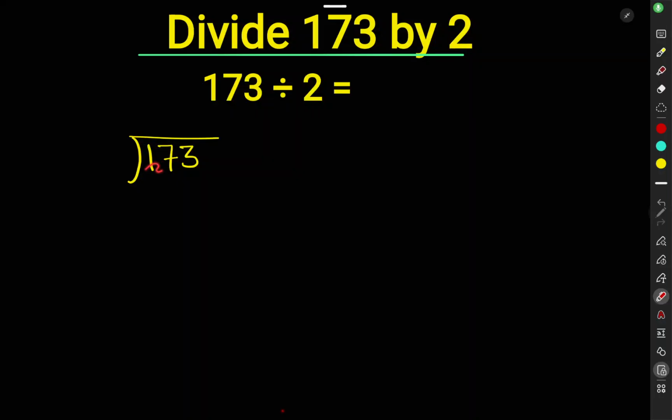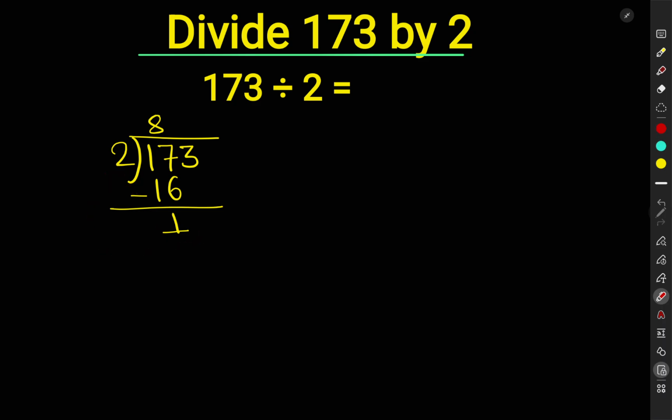Here we divide 173 by 2 in a long division method. So 2 times 8 means 16. On subtracting we get 1. So now this 1 is less than 2.